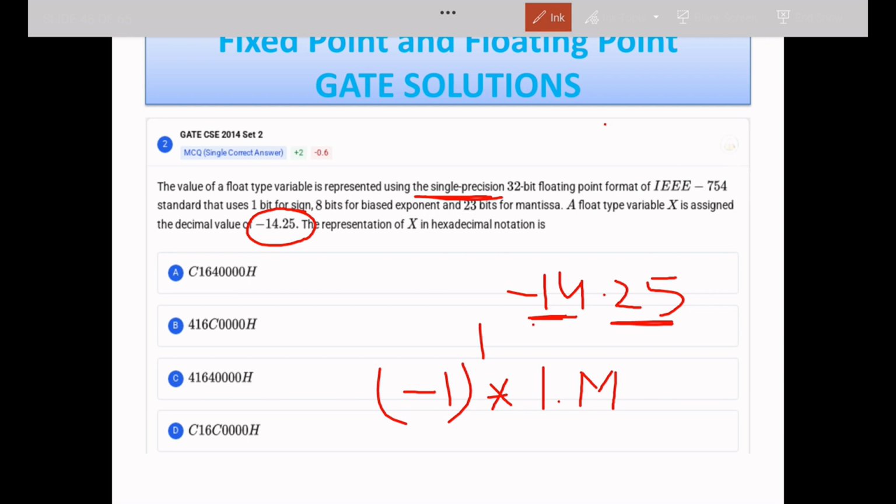bias is equal to 127. After that you have to add some 0s, times 2^e. What is e? You will find e minus bias is equal to 127. This is your final answer. You have to apply the same method right here and you will get the exact answer. At last you will convert it again to hexadecimal form.